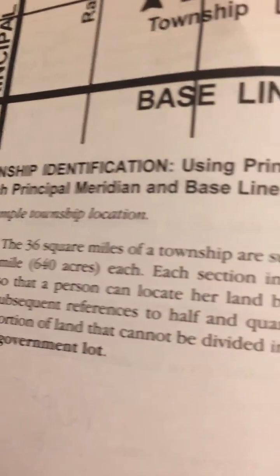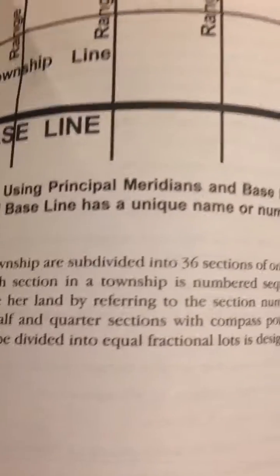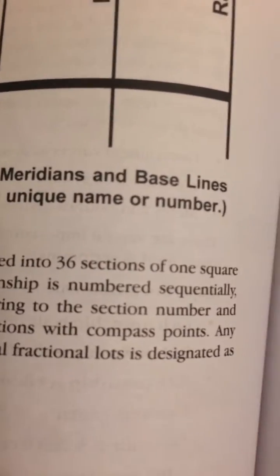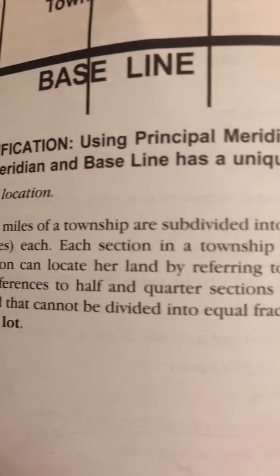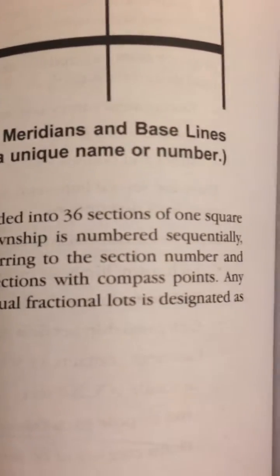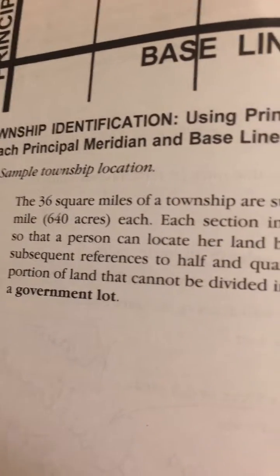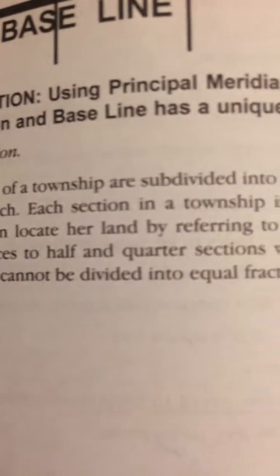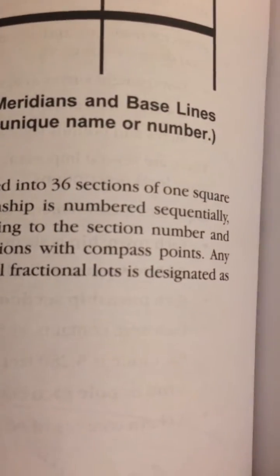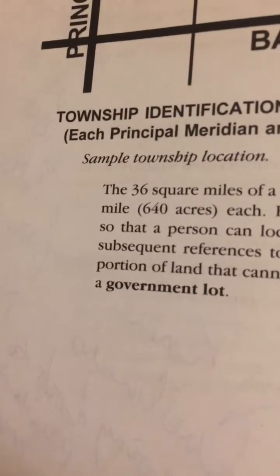The 36 square miles of a township are subdivided into 36 sections of 1 square mile, 640 acres each. Each section in a township is numbered sequentially, so that a person can locate her land by referring to the section number and subsequent references to half and quarter sections with compass points. Any portion of land that cannot be divided into equal fractional lots is designated as a government lot.